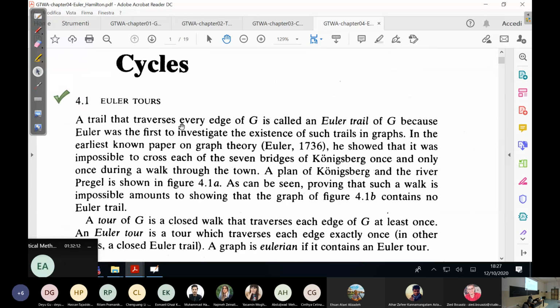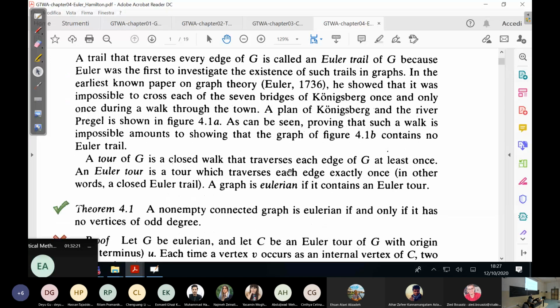Definition: a trail that traverses every edge of G is called an Euler trail. And we are interested in a tour, which is a closed walk that traverses each edge of G at least once. And an Euler tour is a tour which traverses each edge exactly once. So a closed Euler trail.